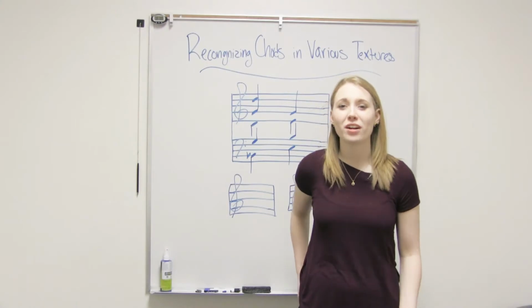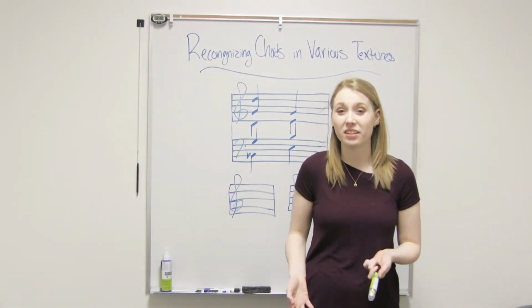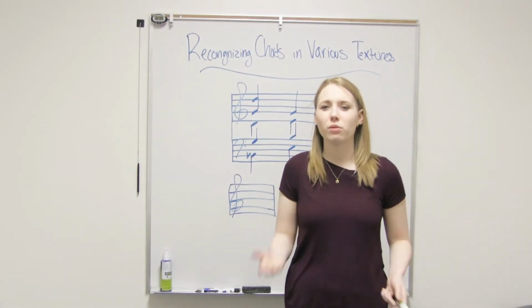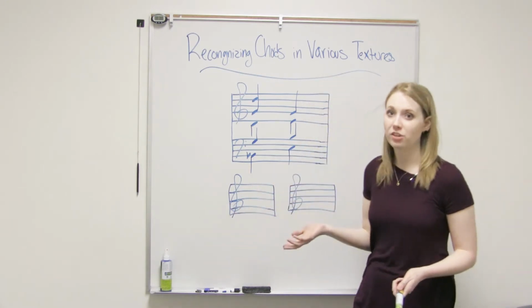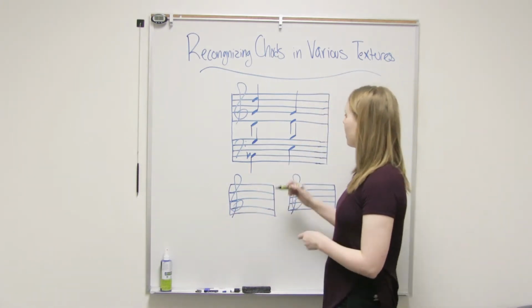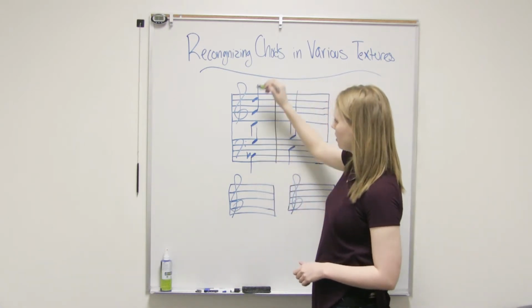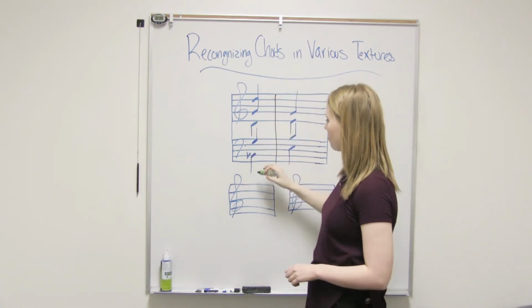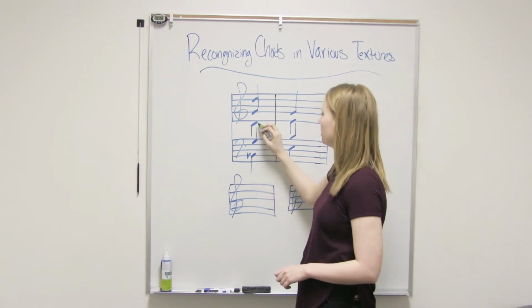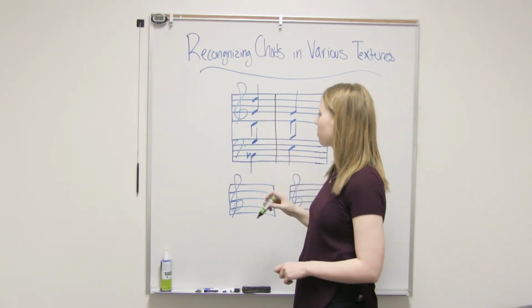So sometimes it's hard to recognize what kind of chord you're dealing with, and I wanted to show you a way of recognizing chords in different textures. So let's say, these are two different examples. Let's say that you see this chord in your music. So we have a B flat, a G, a D, a G, and a D.